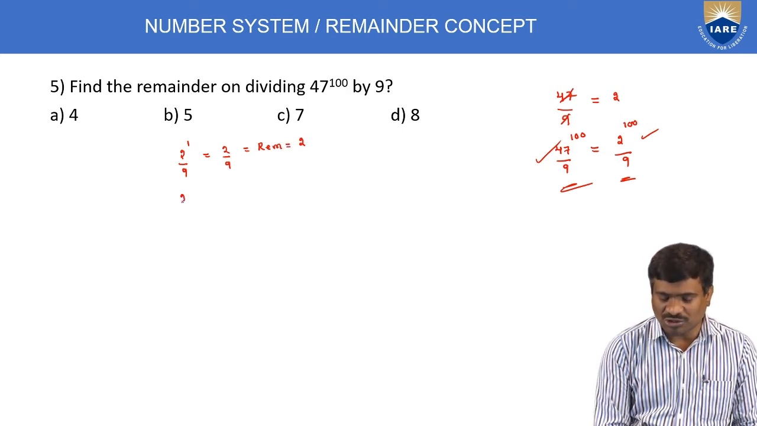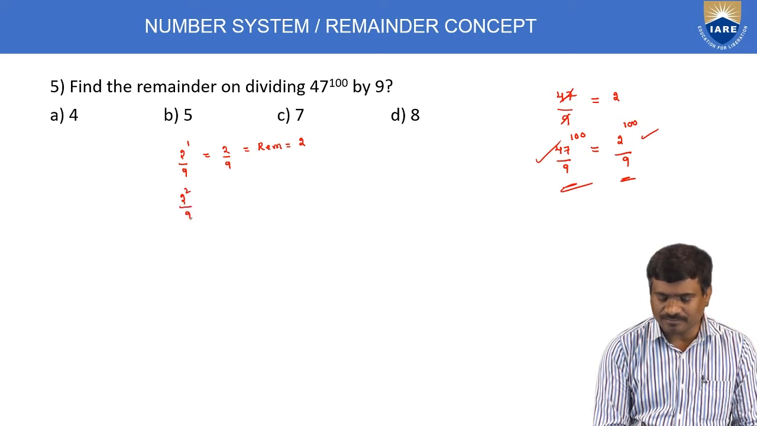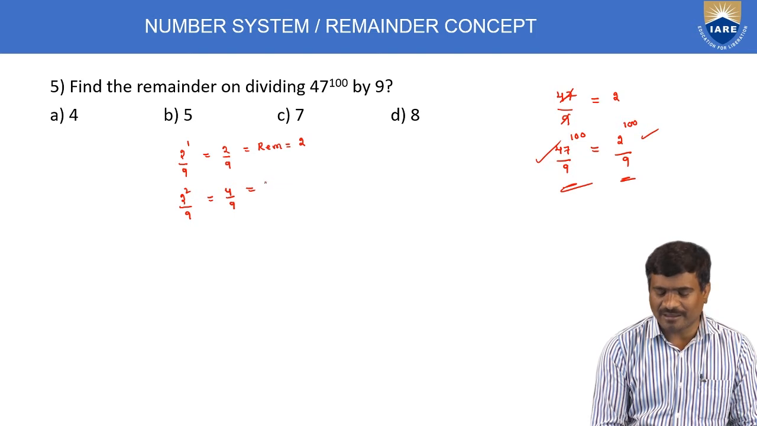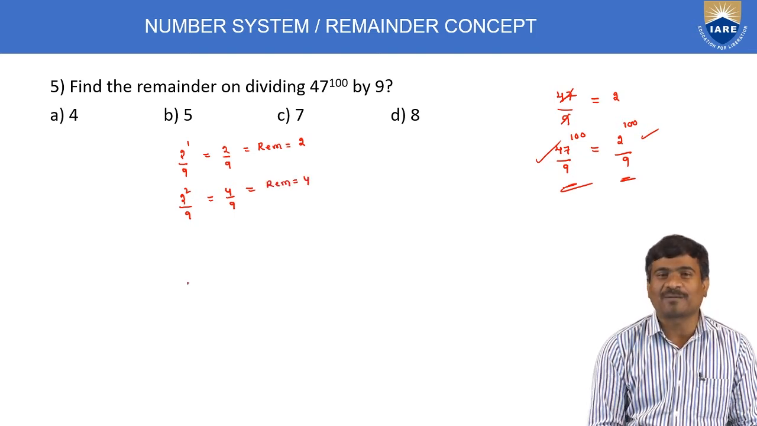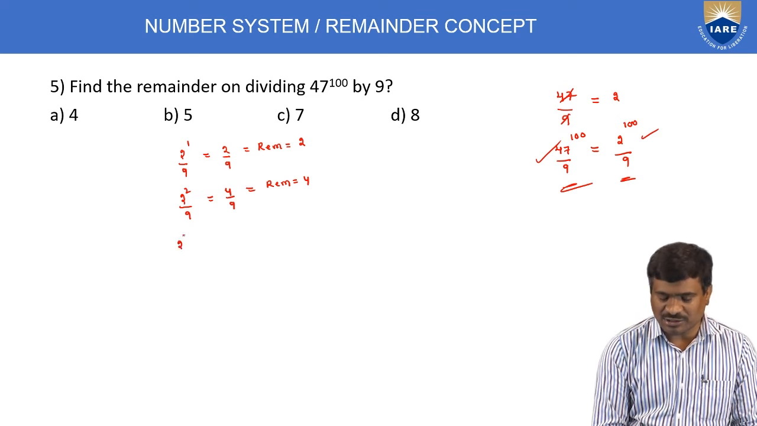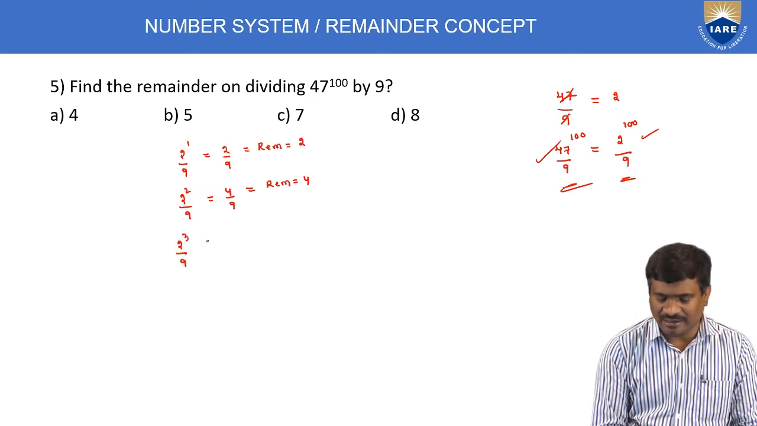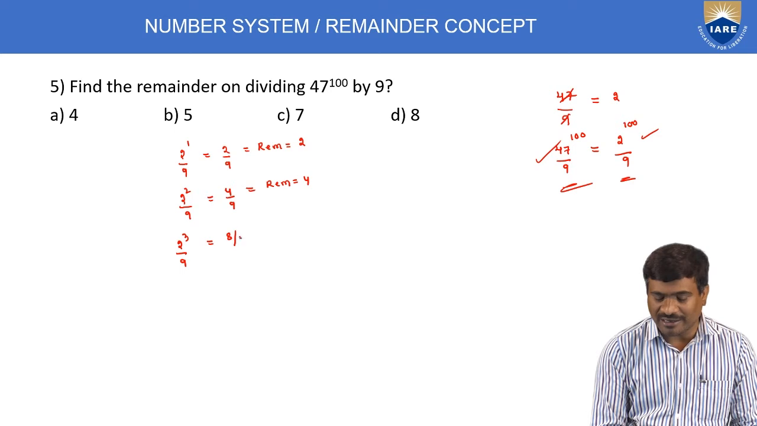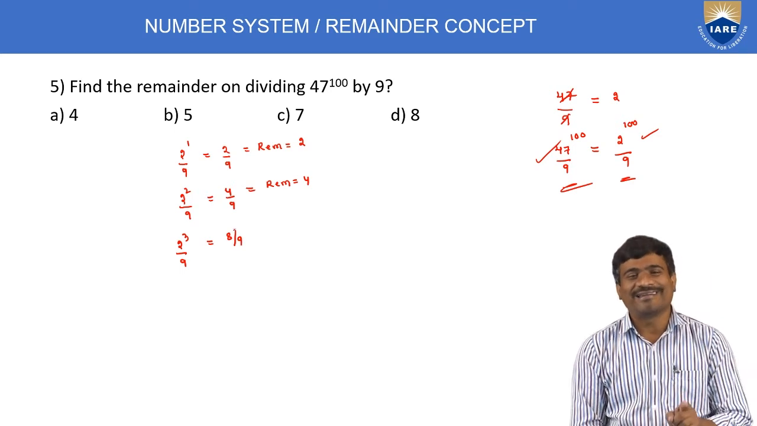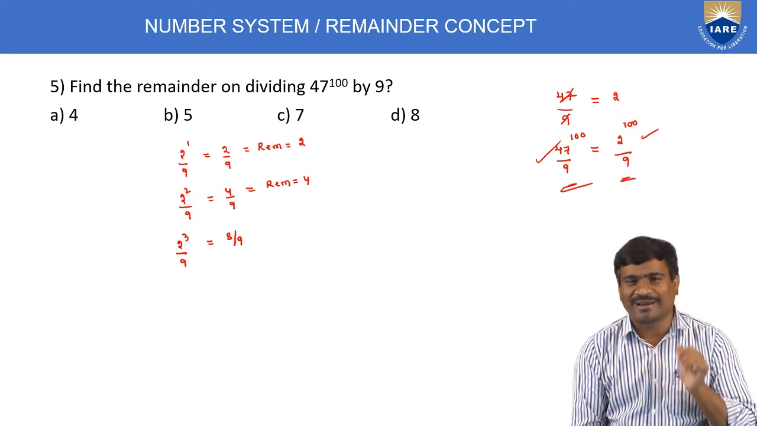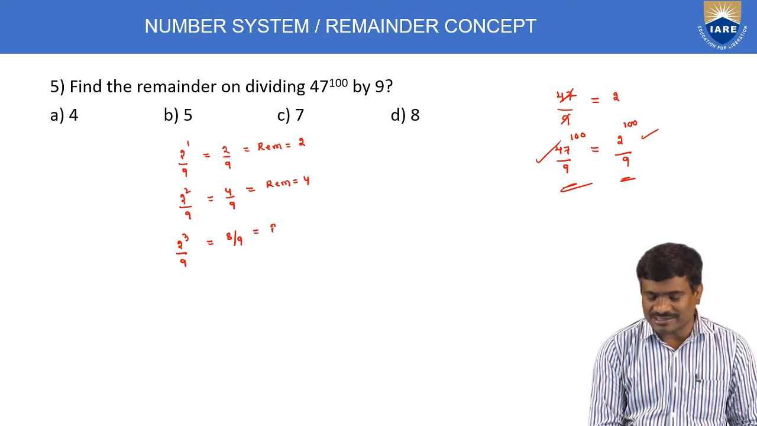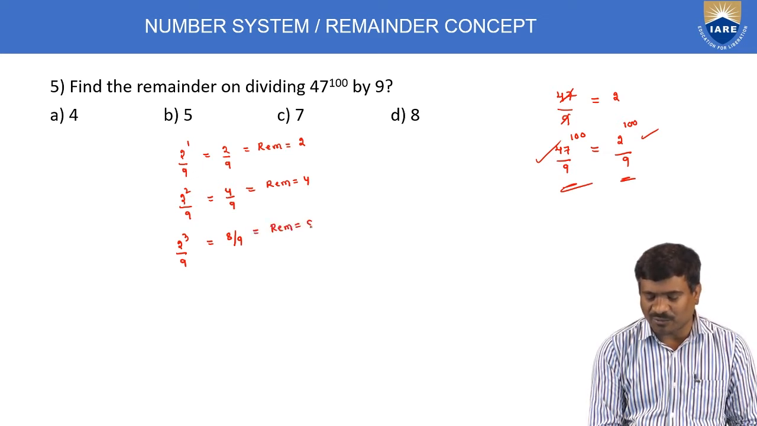Similarly, 2 to the power of 2 by 9 is equal to 4 by 9. Remainder 4, not divisible by 9. Remainder only 4. Next, 2 to the power of 3 by 9 is equal to 8 by 9. 8 is not divisible by 9. Remainder only 8, but not 1.